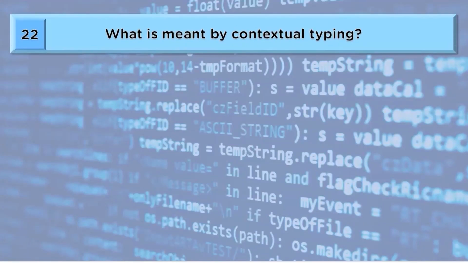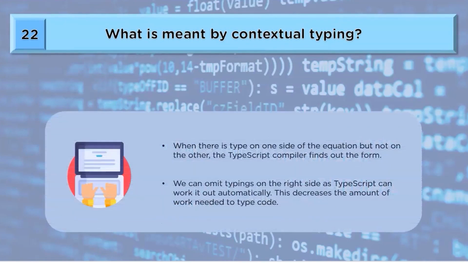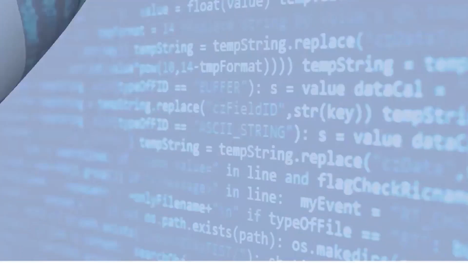What is meant by contextual typing? When there is a type on one side of the equation but not on the other, the TypeScript compiler figures out the type. We can omit typing on the right side as TypeScript can work it out automatically. This reduces the amount of work needed to type code.